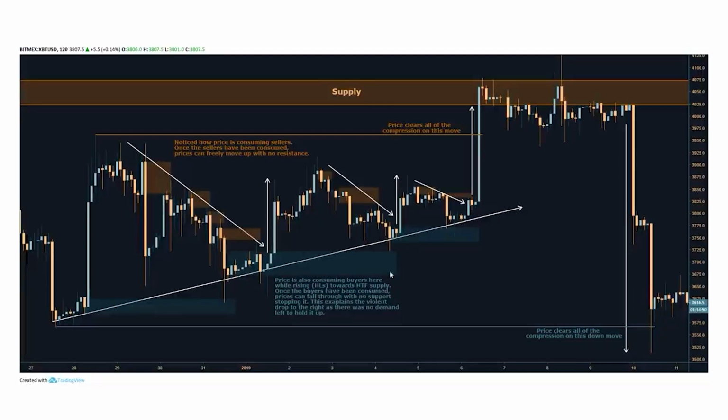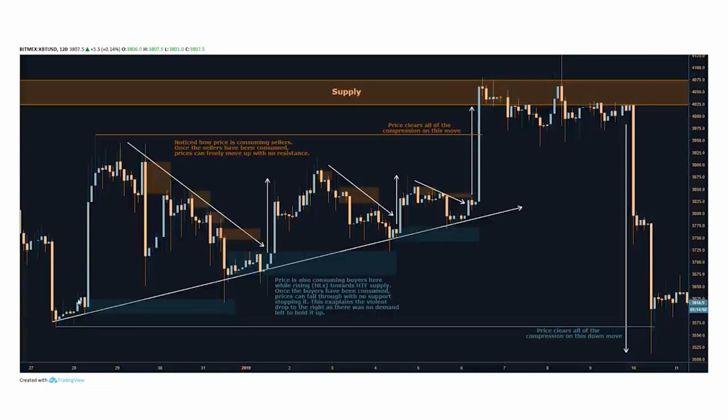So you can see right here I have price also consuming buyers while rising with higher lows towards high time frame supply. Once the buyers have been consumed, price can fall through with no support stopping it. This explains the violent drop to the right as there is no demand left to hold it up. So you can see once price tapped into this high time frame supply zone, it is a violent drop, and basically look where it landed, or look where it finished off at.